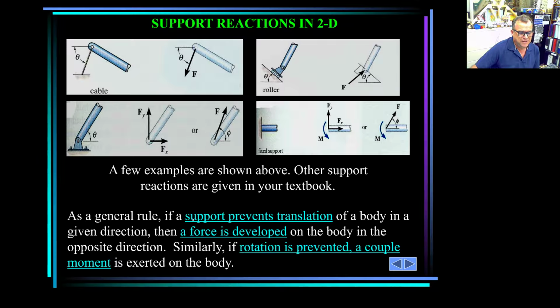Now, the most important part for you to remember is this, and I already mentioned it. If a support prevents translation, then a force is developed. Of course, that force is going to be developed opposite to whatever the translation is happening. And if a body prevents rotation, then a moment or a couple moment, whatever you want to say, is exerted opposite to the created moment. And that's the golden rule here.